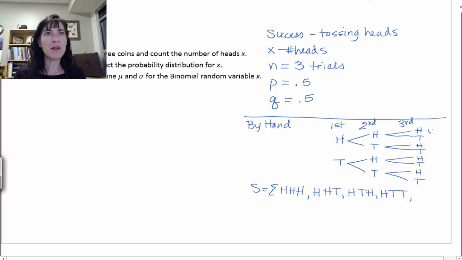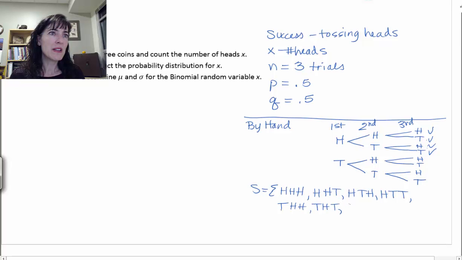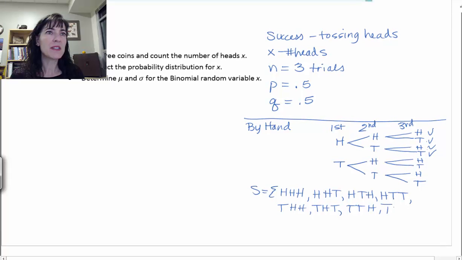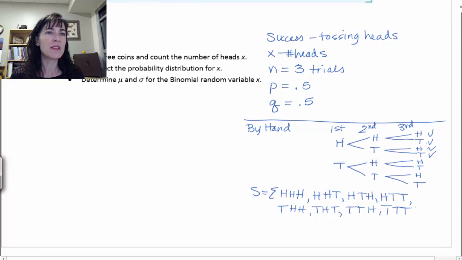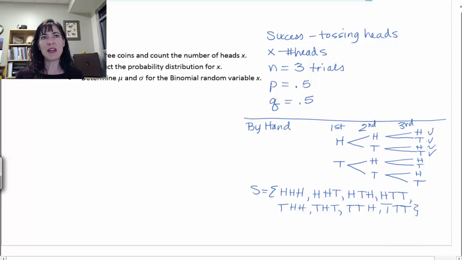That should have gotten me halfway there. I got that one, that one, that one, and that one. And so now I have left: tails, heads, heads; tails, heads, tails; tails, tails, heads; and tails, tails, tails. And that's my sample space.